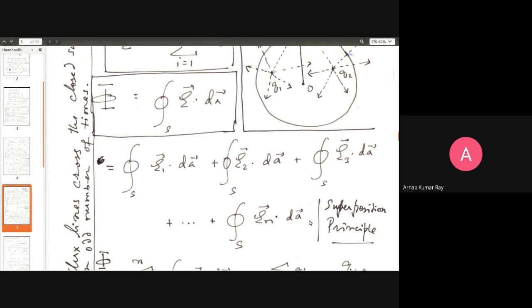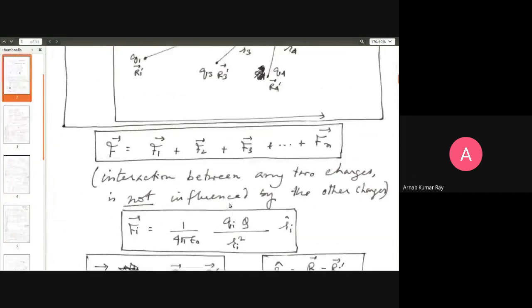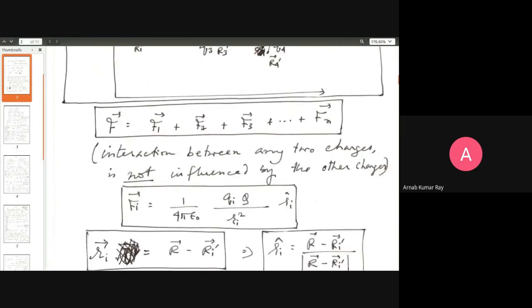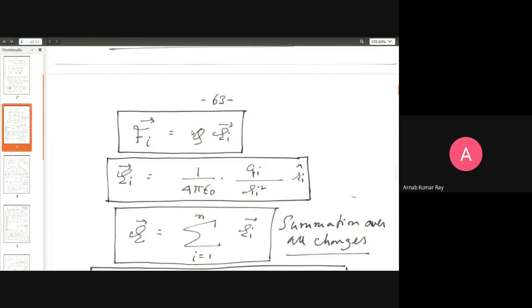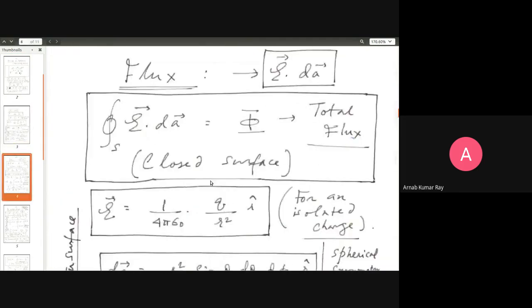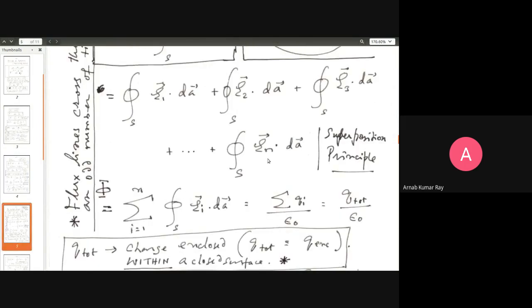I hope you are aware of what I'm driving at. What is the superposition principle? Just a while ago, I discussed the superposition principle here. All the electric fields will be, this will be capital Q into E1, this will be capital Q into E2, this will be capital Q into E3, and this last one will be capital Q into En, right? So that is what it is. And then with every E, I'm carrying out a surface integral. So all of these things.